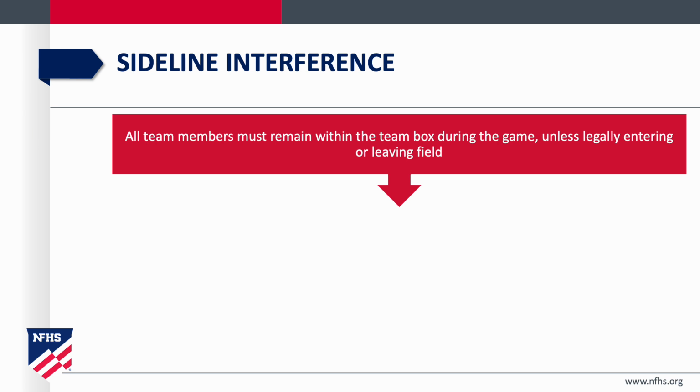All fields should have a team box marked. This box extends from the 25-yard line to the 25-yard line and starts 2 yards from the sideline. All players must be in this box when not entering or coming off as a substitute. The chains should also be along this line once they are set.